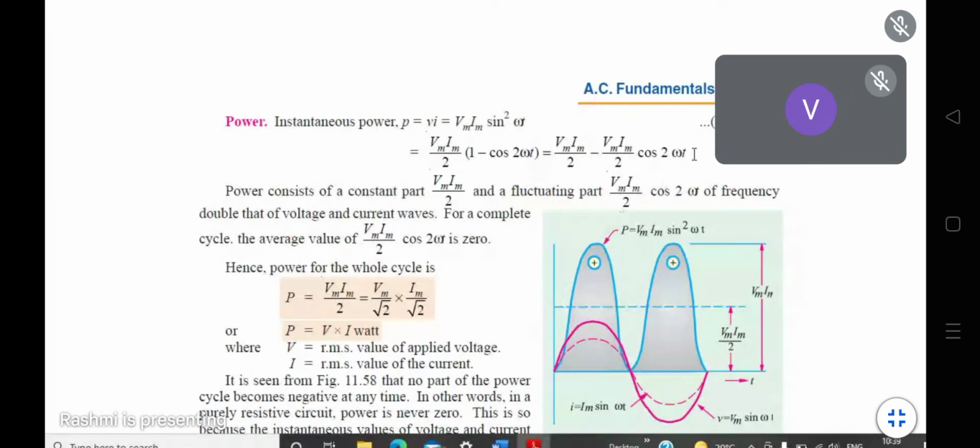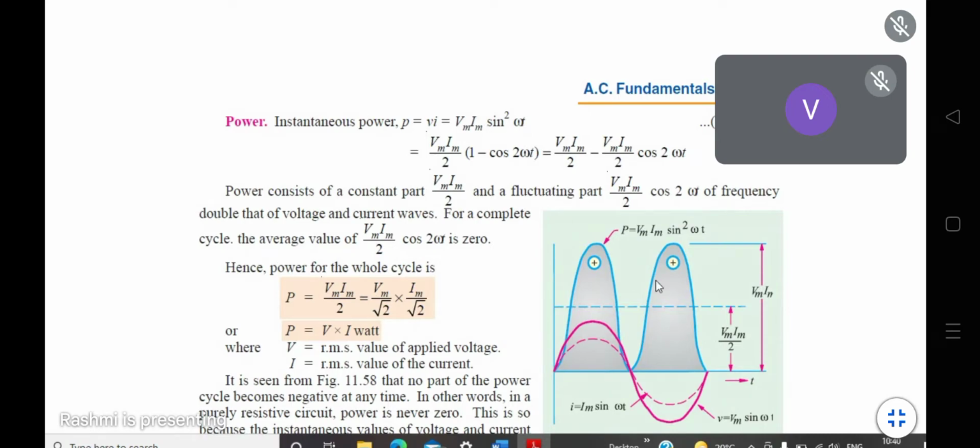Where the cos term goes, for the average value, the cos part will be equal to 0. So that part goes to 0. Only this constant part will remain, that is this one. So if you are taking the average power, that is Vrms into Irms. And if you have to take the instantaneous power, then you have to take all the terms. Instantaneous power means power at a particular time. And this is the total average power from this point to this point.